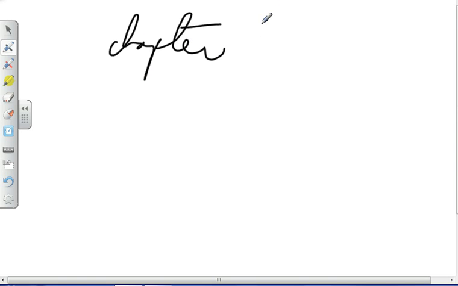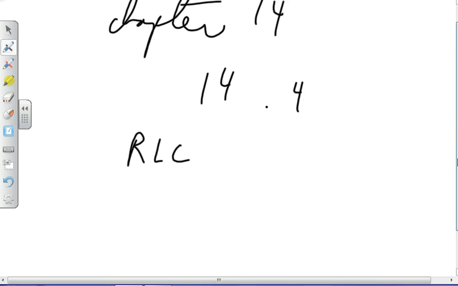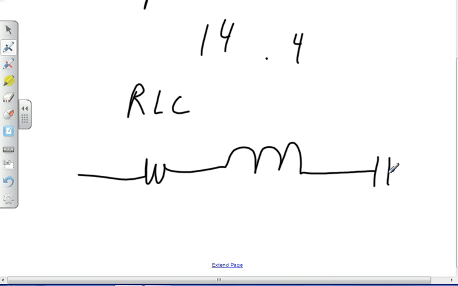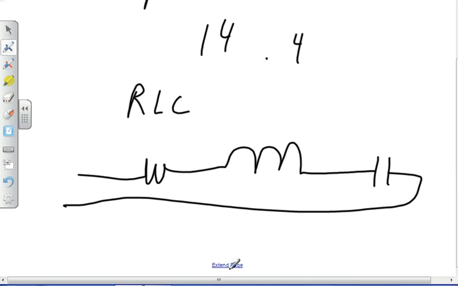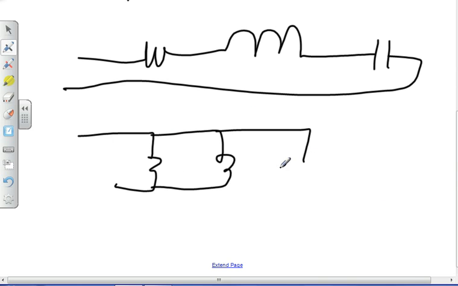We're in chapter 14, and we're starting with section 14.4, which is RLC circuit. So I could have a resistor, an inductor, and a capacitor in series, or I could have a resistor, inductor, and a capacitor in parallel. Those are my two choices.